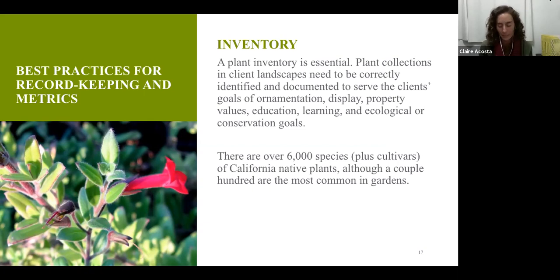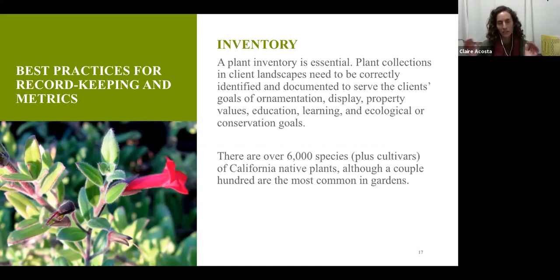So having an up-to-date inventory, and a nice specific one too, so that if you have Eriogonum, you know that you have Eriogonum fasciculatum and not Eriogonum grande rubescens or something. So just making sure you have a really accurate and up-to-date inventory of someone's collection.